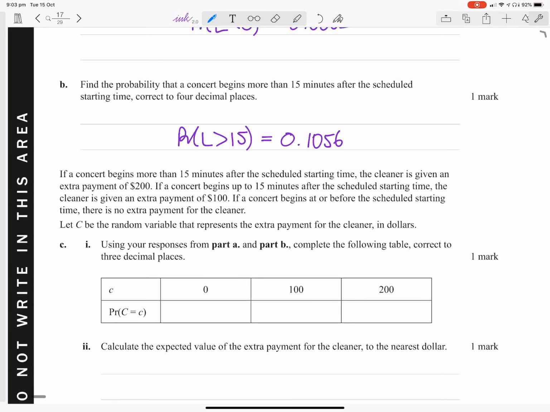Okay, if the concert begins more than 15 minutes after the scheduled time, the cleaner is given an extra payment of $200. If the concert begins up to 15 minutes after the scheduled starting time, the cleaner is given an extra $100. If the concert begins at or before the schedule, there is no extra payment for the cleaner. Using your response for part A, complete the following table, correct to 3 decimal places.